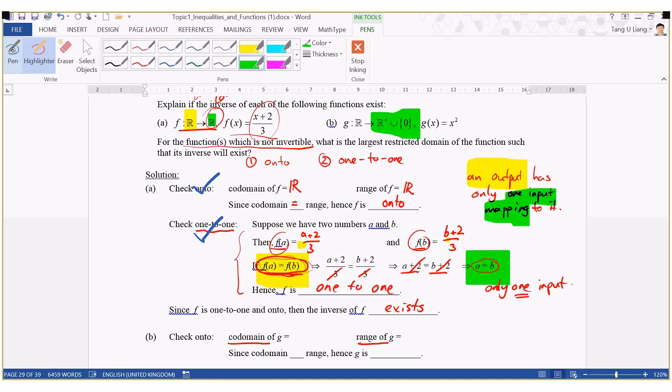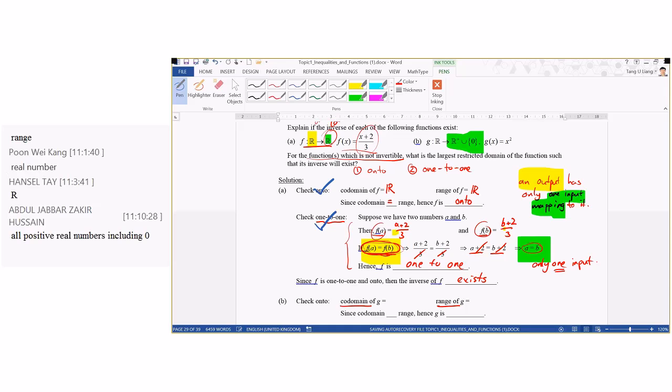If you can, type out the interval notation. How do you write all positive numbers including 0 in interval notation? Yeah, that's right. 0 to infinity, with a square bracket around the 0 because we include 0, and then all the way to infinity. That's the codomain of G, not the range. Sorry.